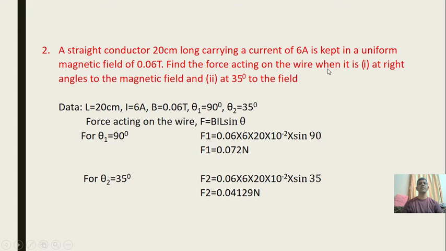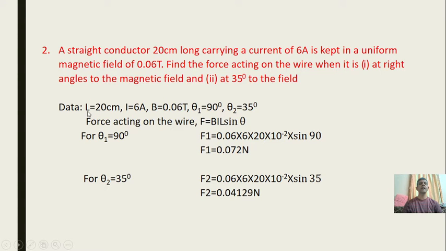Here there are two cases. One is at right angles, that means theta 1 is equal to 90 degree. Another is theta 2 is equal to 35 degree. When a current carrying conductor is placed in a magnetic field, it experiences a force. The force experienced is given by F is equal to BIL sin theta.